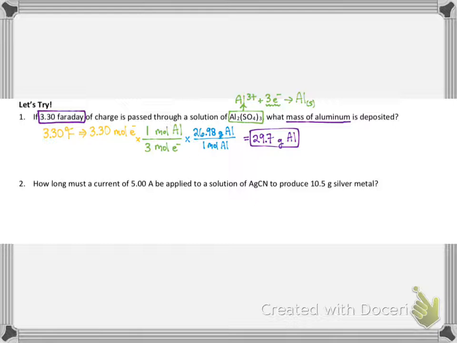In this problem, it says, how long, aka how much time, would it take for a current of 5 amps being applied to a solution of AgCN to produce 10.5 grams of silver metal? So in this problem, they gave you the current and they gave you the grams, so we're going backwards. Since we're going backwards, our mnemonic is FACE.